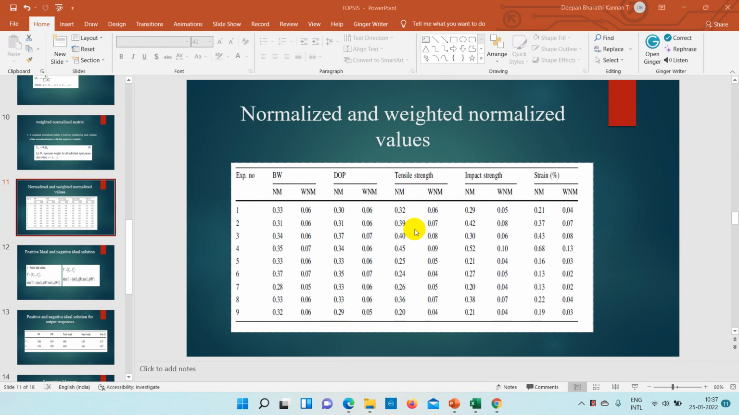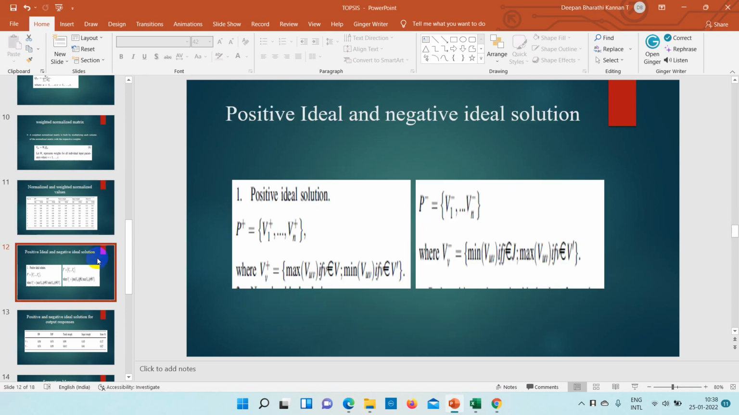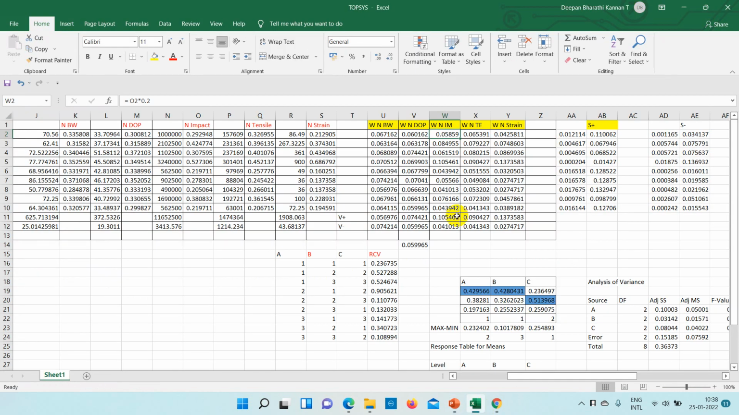You can see the normalized and weighted normalized values calculated using the above steps are put in this table for bead width, normalized matrix, weighted normalized matrix. Likewise for all the output parameters it is tabulated here. So the next step is to identify the positive ideal and negative ideal solution. Let's see how to do that with respect to this TOPSIS. You can see here in the weighted normalized cells, at the bottom we have written B plus, B minus.